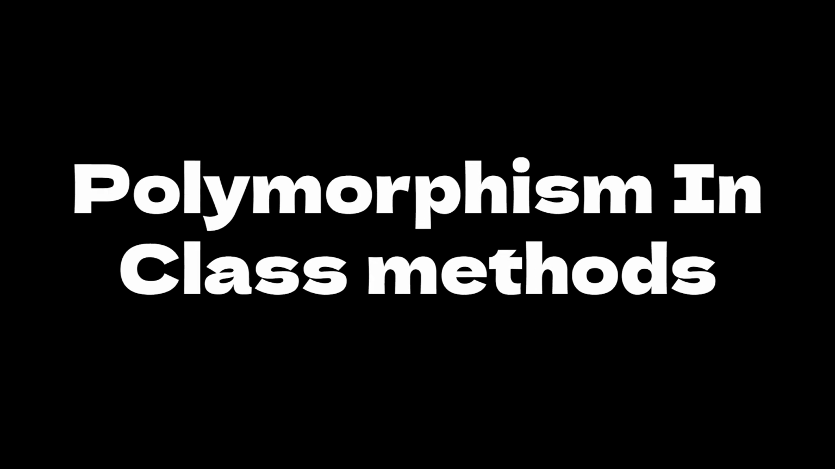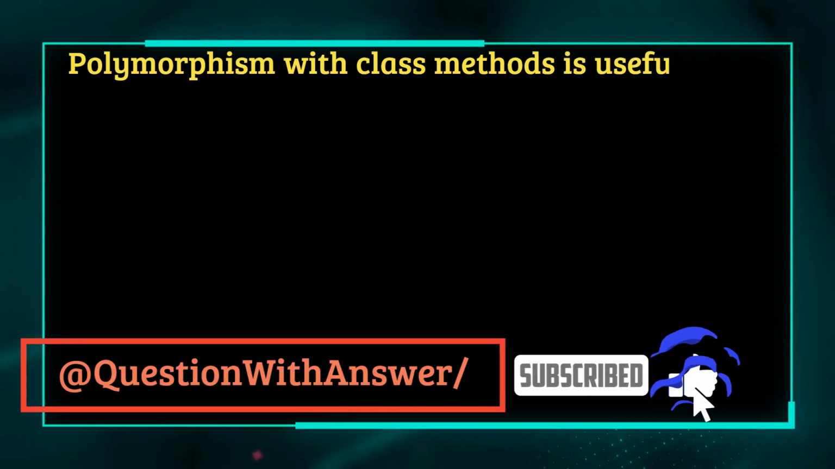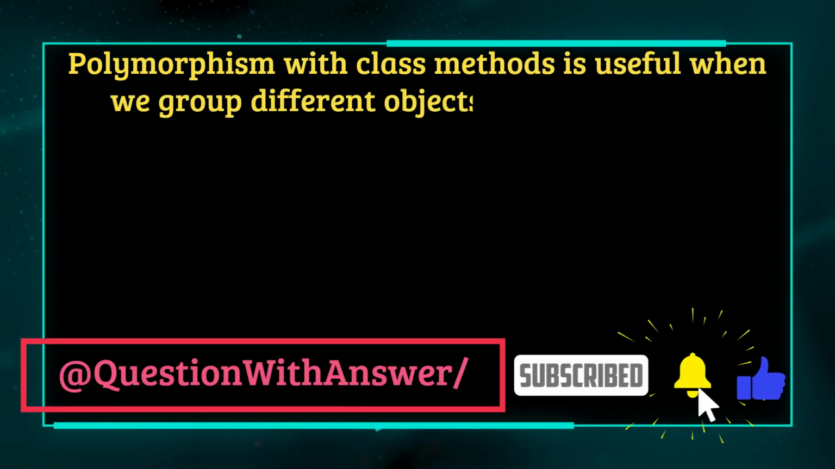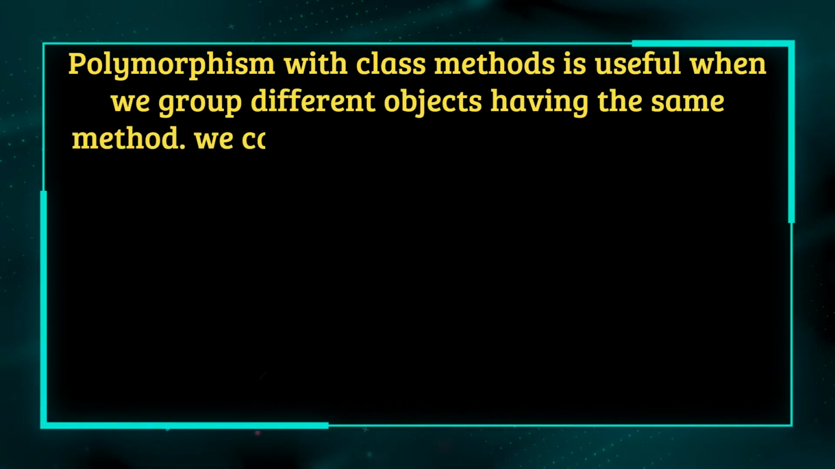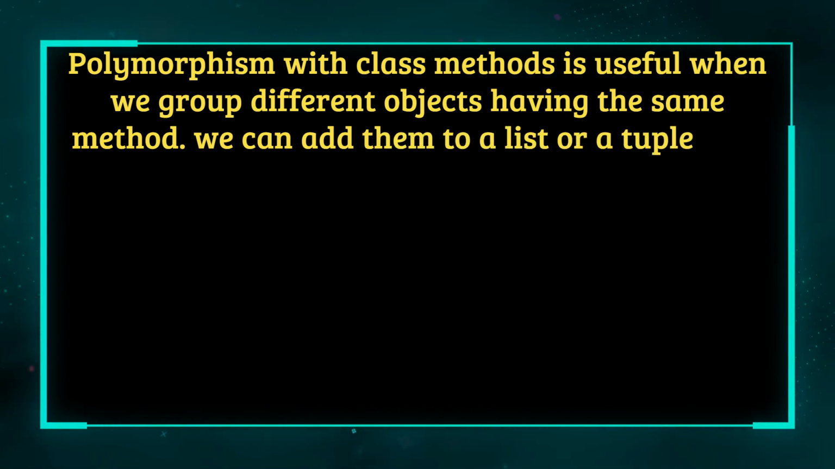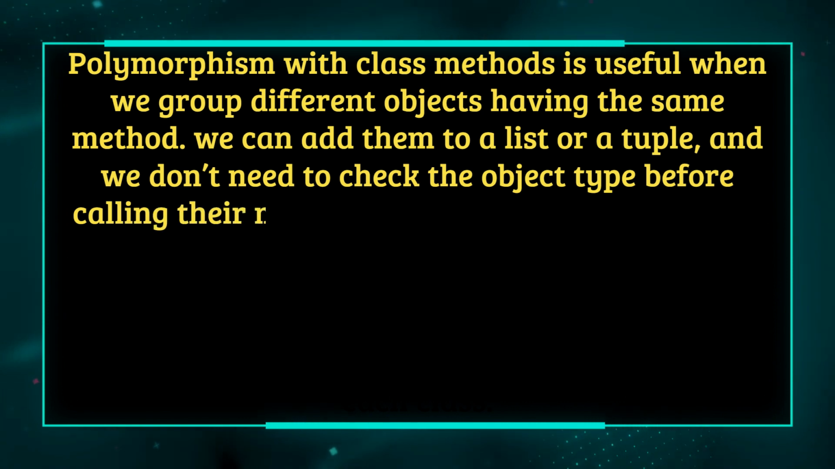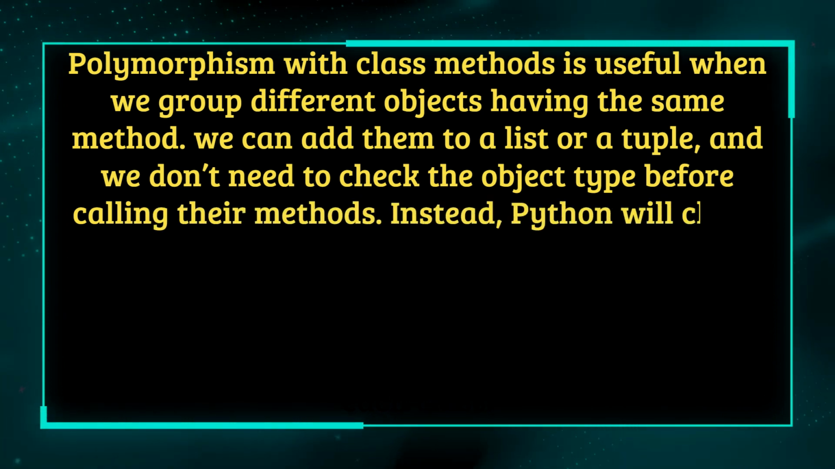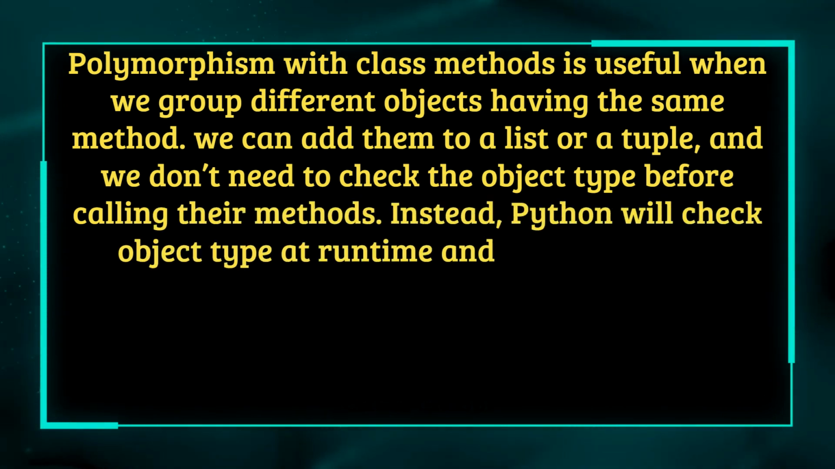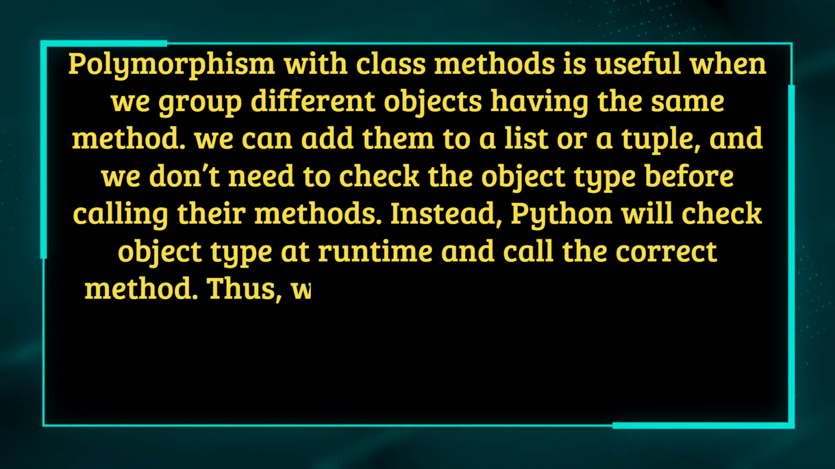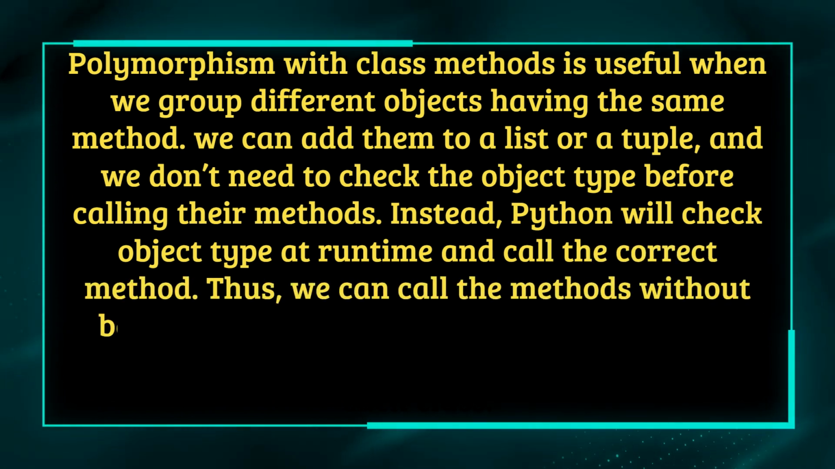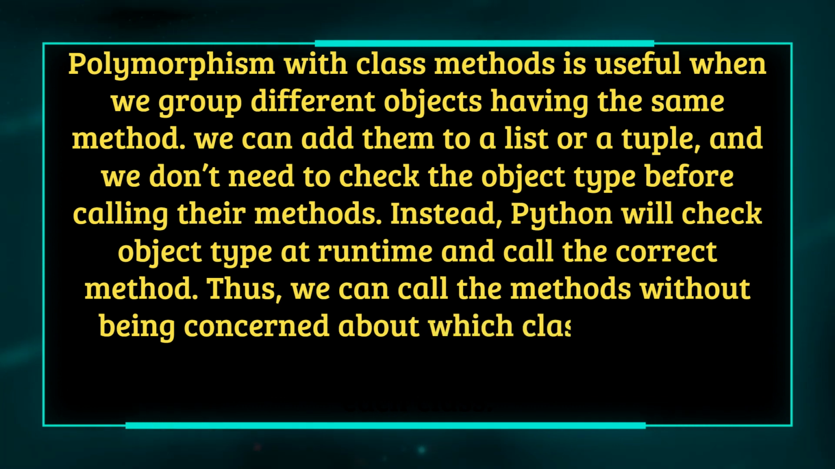Polymorphism in class methods. Polymorphism with class methods is useful when we group different objects having the same method. We can add them to a list or a tuple, and we don't need to check the object type before calling their methods. Instead, Python will check the object type at runtime and call the correct method. Thus, we can call the methods without being concerned about which class type each object is.